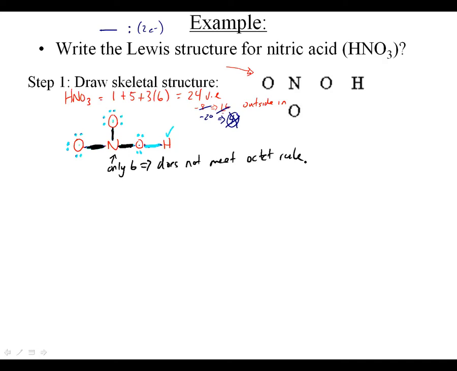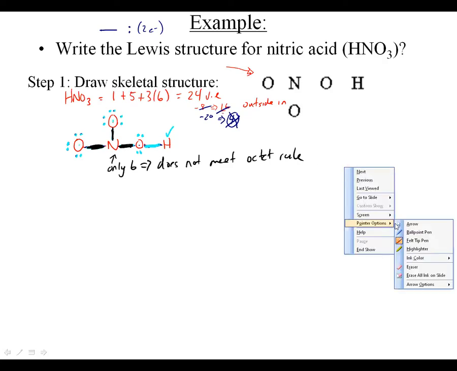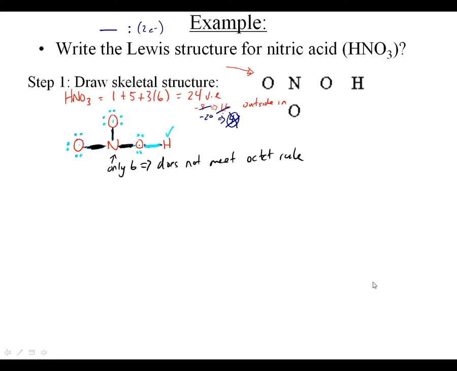Any questions on that so far? So at this point, we do need to fix that because, when you're done, everybody needs to hit the octet rule, except hydrogen, which needs two. So you may be tempted to ask, can we fix it by doing this, perhaps? Can I just put a pair of electrons on the nitrogen? What do you think? You think that's right?